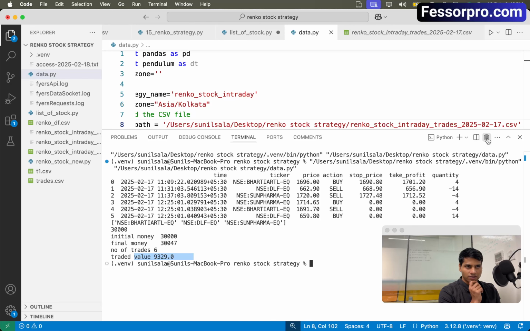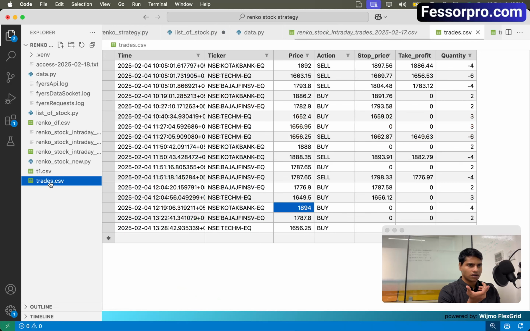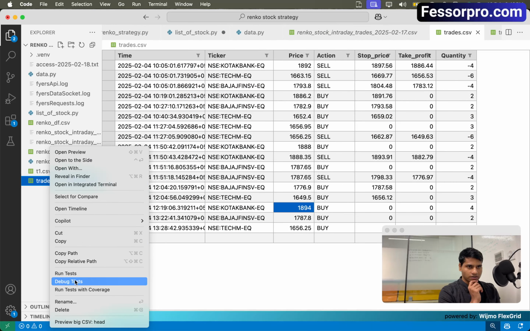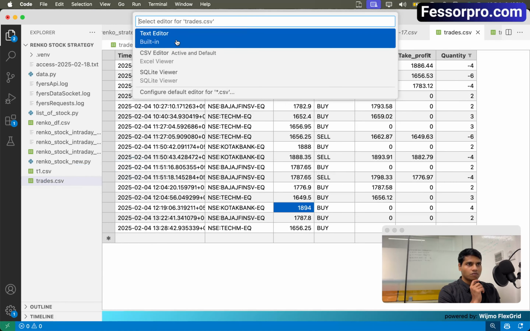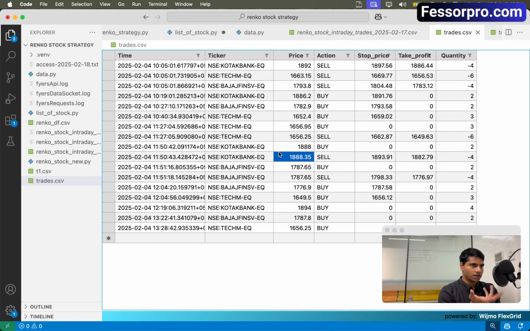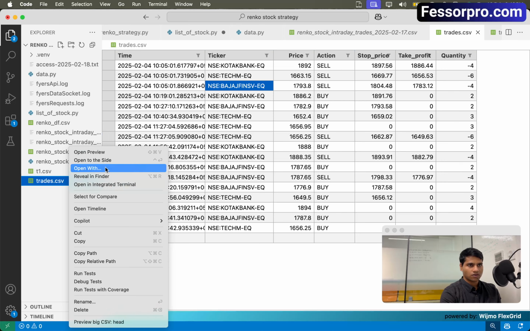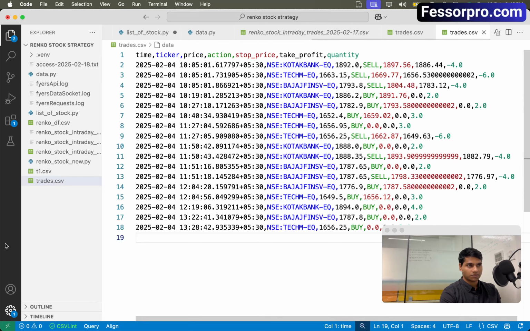Maybe you can do this as a homework. I'll just show you one or more trades. I'll just click on open with, okay, let me do it here itself. So let's take the example of Bajaj Finserv. I'll just click on open with text builder. So this is Bajaj Finserv. So total, how many trades were taken? 1, 2, 3, 4, 5, 6 trades were taken.